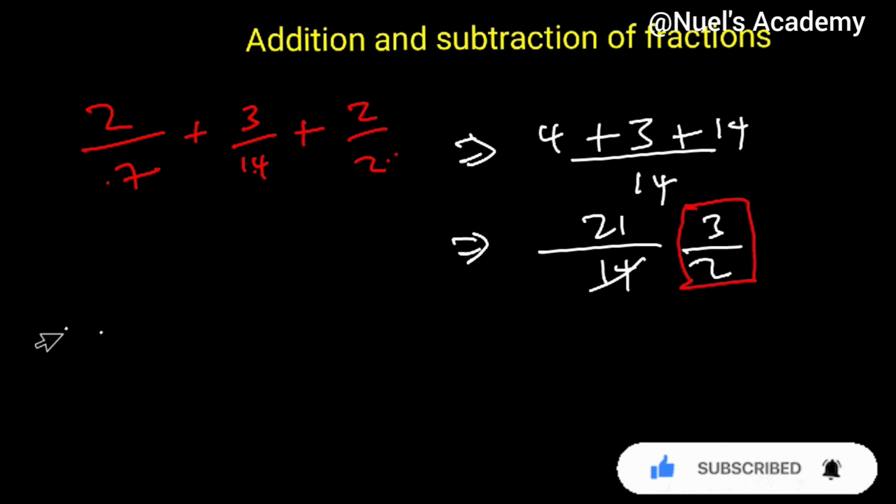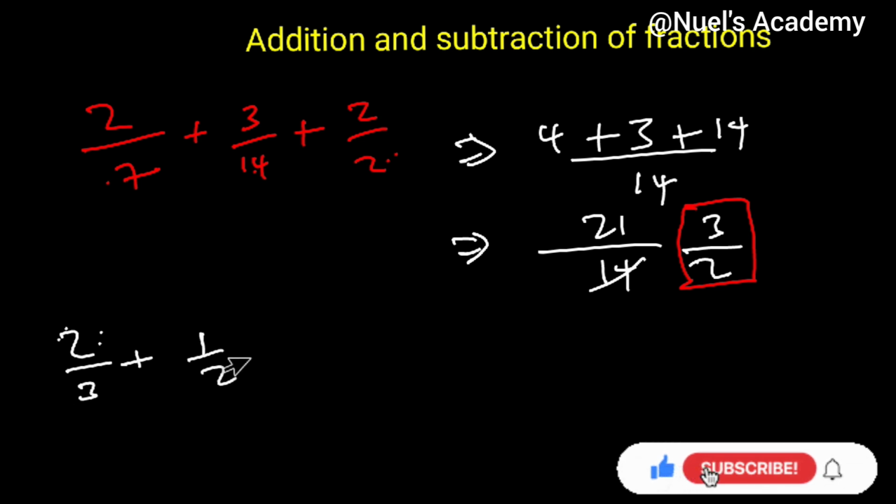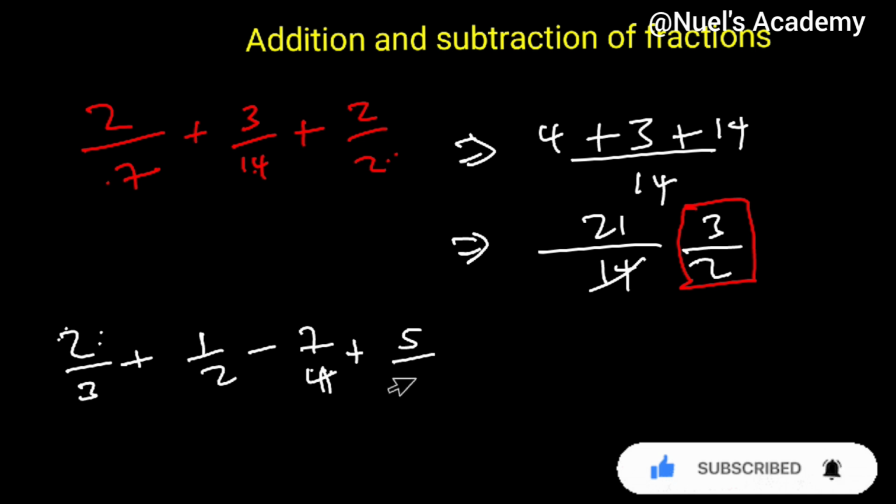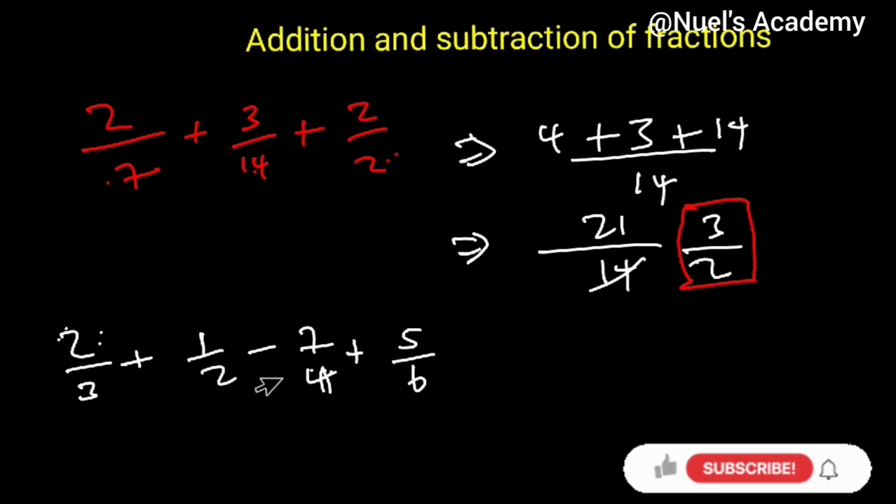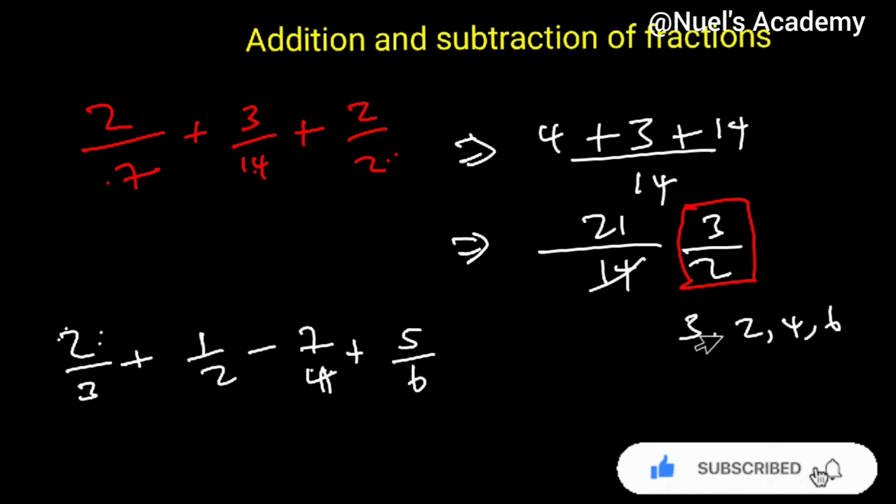So let's consider both additions and subtractions of fractions. So we have 2 over 3 plus 1 over 2 minus 7 over 4, then plus 5 over, let's say 6. So I want you to pause the video and solve this question and then tell me the answer. So let's find the LCM. We have 3, 2, 4, and 6.